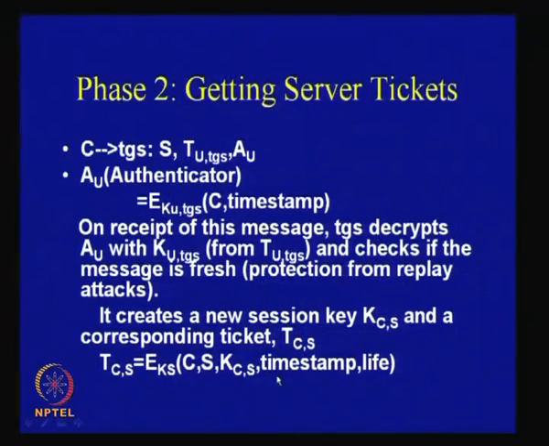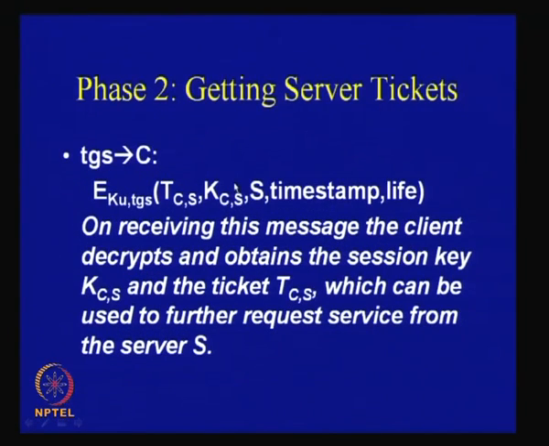So, there are two things that need to be communicated: one is the session key, the other is the ticket. When it sends this, it will send the corresponding KC,S and also the time, along with the timestamp to indicate that it is not a case of a replay attack, and also the life of the ticket. This is sent along with KC,S. What is KC,S? It is a session key between the client and the server. There are two important things along with S, which is the identifier of the server, along with the timestamp and the life.